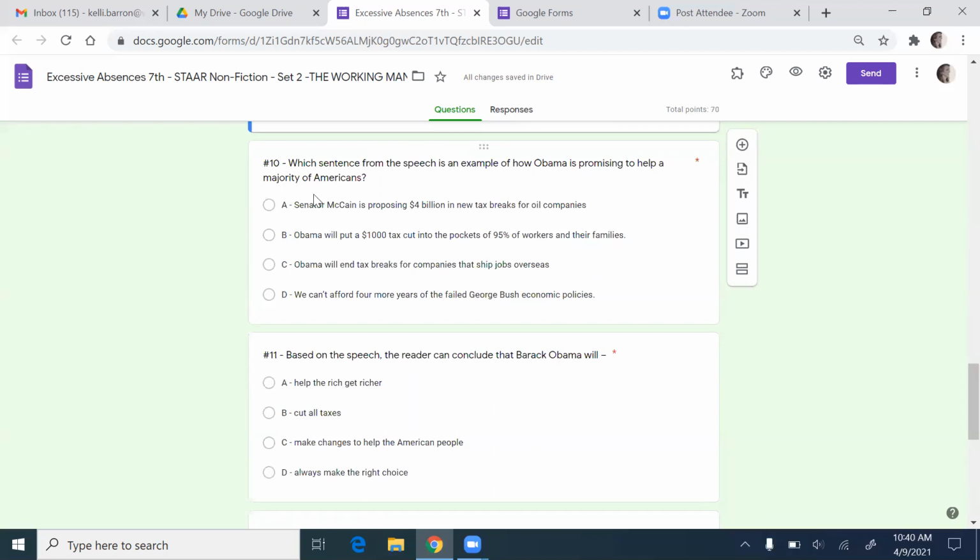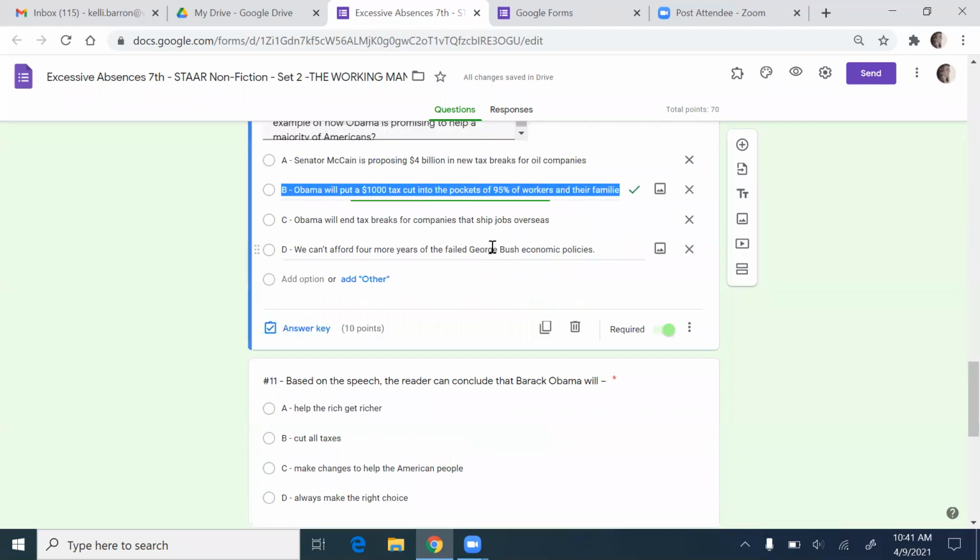There's our word. Senator McCain is proposing $4 billion in new tax breaks for oil companies. Nope. Why is that not correct? Because it's not about Senator McCain. This is about Obama. Obama will put a $1,000 tax cut into the pockets of 95% of workers and their families. Is it about Obama? Yes. Is it about a majority? 95%? That's a majority. Obama will end tax breaks for companies that ship jobs overseas. Is that about Obama? Yes. Is that about a majority? Nope. That's about companies. We can't afford four more years of the failed George Bush economic policies. Is that about Obama? Nope. It's about George Bush.